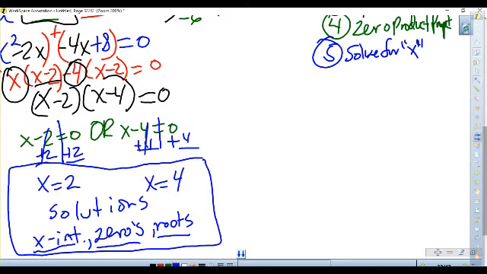Wait, why do they call it a 0 when it's a y? Because y is 0. Because that's when it crosses the x-axis, and the value is 0 for y. But then wouldn't they call y 0? I don't know. That's what they call it. Okay. All right.